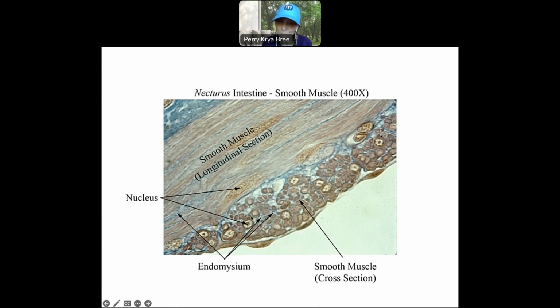But we could use this to ask you about the endomysium, which is the connective tissue that surrounds each of the muscle cells or myofibers. So again, you're going to see that here surrounding each of these smooth muscle cells. Okay, so you'll still have the endomysium surrounding them.